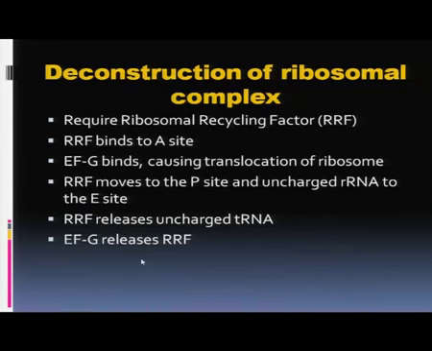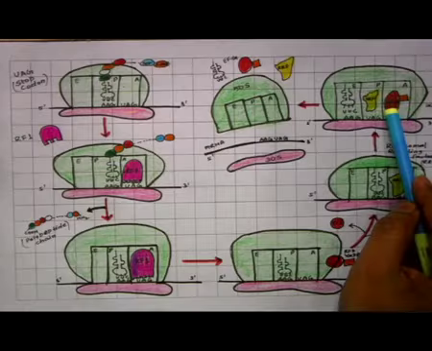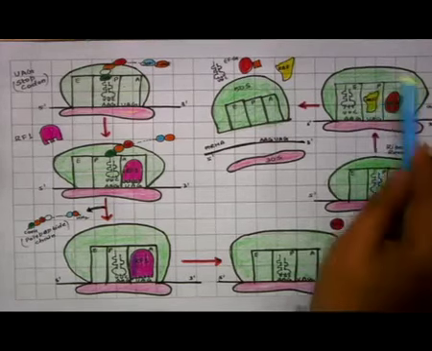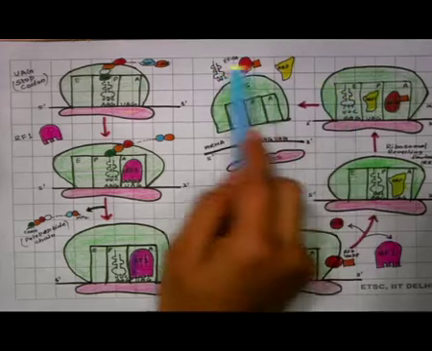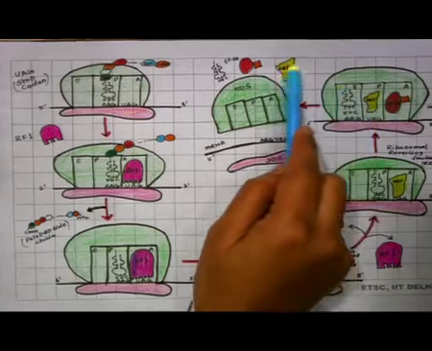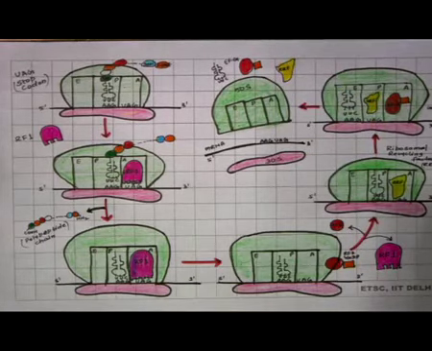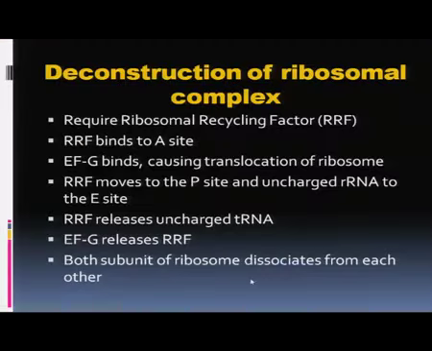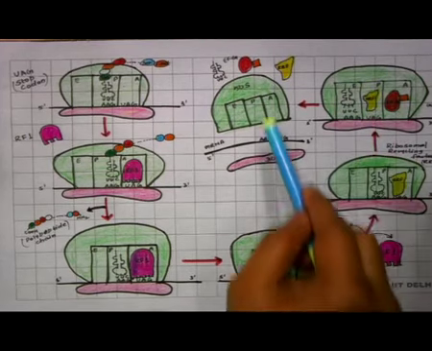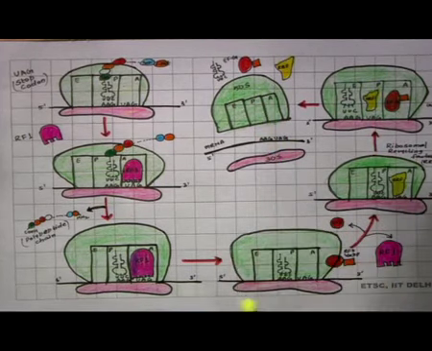Elongation factor G releases ribosomal recycling factor. This elongation factor G will help in the release of this ribosomal recycling factor from the ribosome. You can see this uncharged transfer RNA has been released, ribosomal recycling factor has been released, and then both subunits of the ribosome dissociate from each other. Both the subunit 30S and 50S will be released, separated from each other.